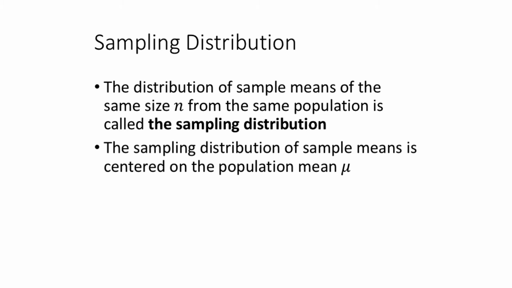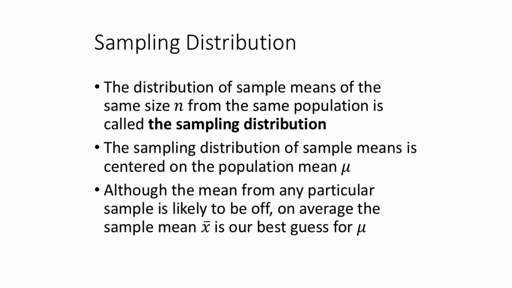Importantly, this sampling distribution, this distribution of sample means, is centered on that population mean mu. And although the mean from any particular sample is going to be off, above or below, on average, the sample mean is our best guess for that population mean.